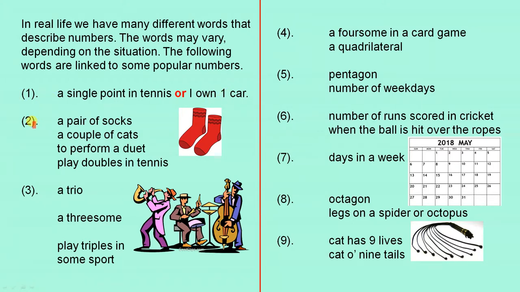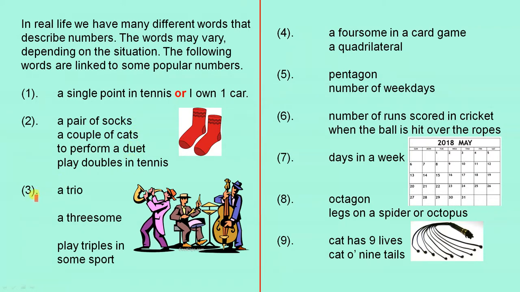Number 2. We can have a pair of socks, that means 2 socks. A couple of cats, so the word couple means 2. To perform a duet, that might be 2 people singing. Play doubles in tennis, so all these refer to the number 2.